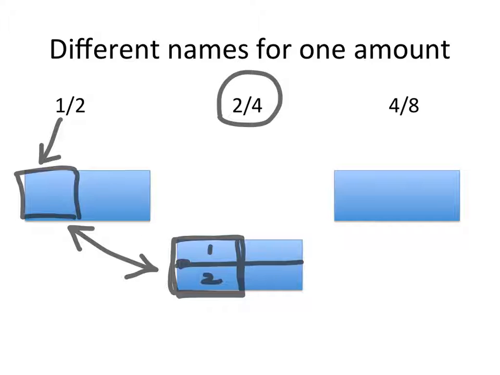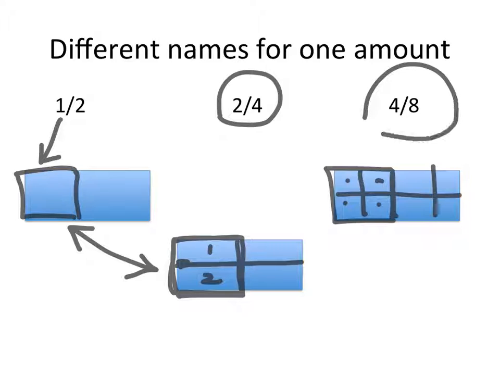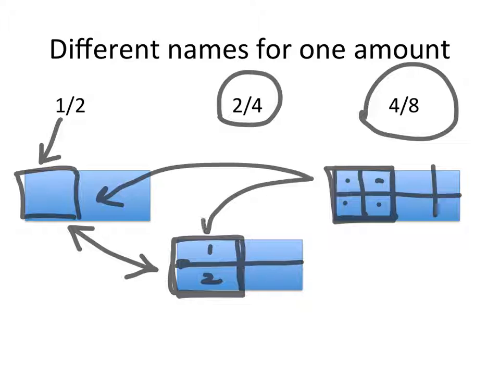If we take this rectangle and we cut it into 8 parts, and we take 4 of them, we have 4 out of 8 parts, or 4/8. But if we look at the whole piece, we see that we still have the same amount. It's the same as this, and it's the same as this. The only difference is that the pieces are smaller. Understanding that one amount, one part of something, can have different names but not be different is important for students.